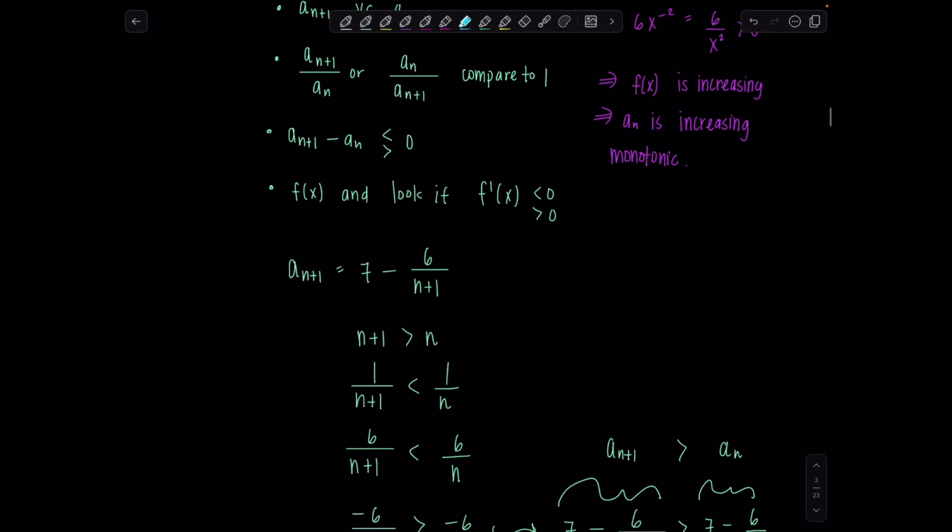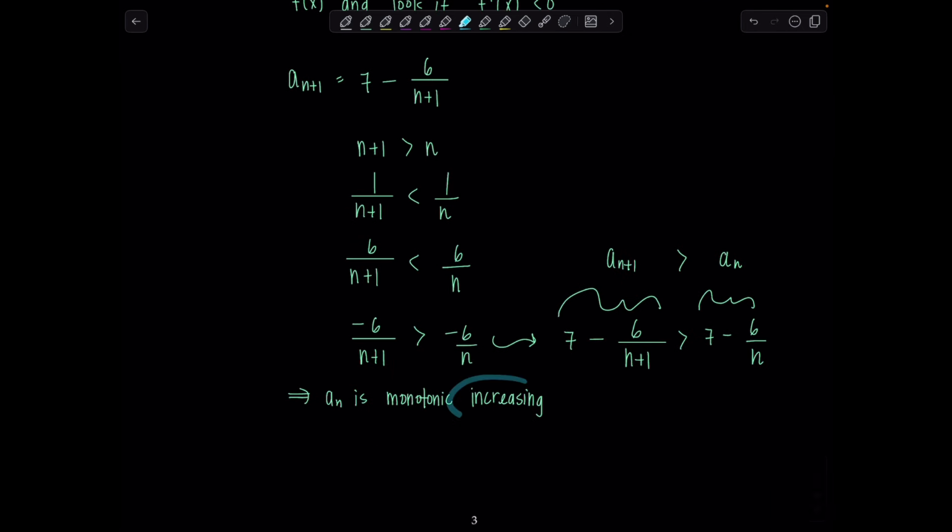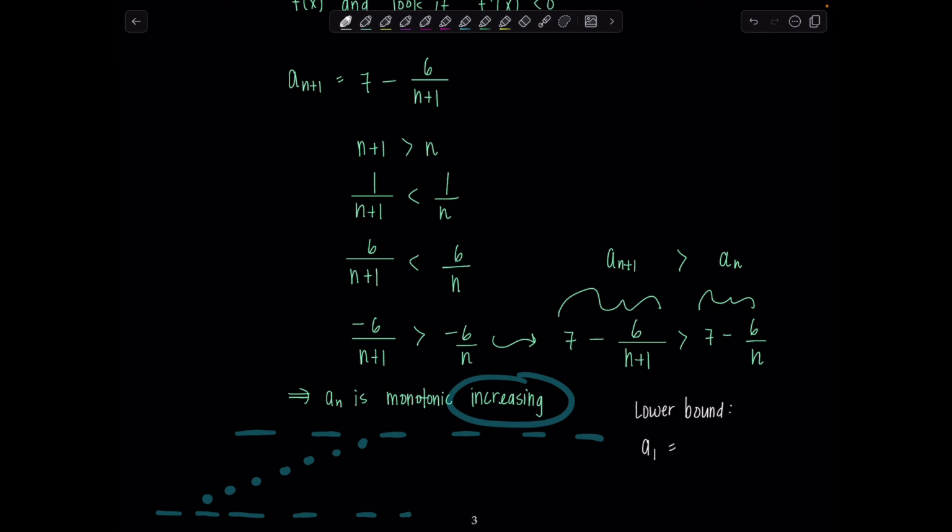You got it. So we just showed that the sequence is monotonic increasing. That means every single term is bigger than the one before. And when you're trying to show if a sequence is bounded, you want to show that it has both a lower bound and an upper bound. So let's think. I can find the lower bound really easily because the sequence is monotonic increasing. So the lower bound would just be the first term of the sequence. That's a freebie. So the lower bound is just going to be a sub 1, and that would be 7 minus 6 over 1, which is 1. Boom.